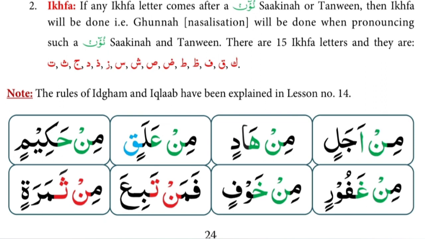Let me tell you one more thing, that if there are more than one words and each word contains more than two letters, so you can spell them separately. You can spell each word separately. For example, faman is a separate word and tabi'a is a separate word. So first you can spell faman separately, then tabi'a separately. After that you can read all together.